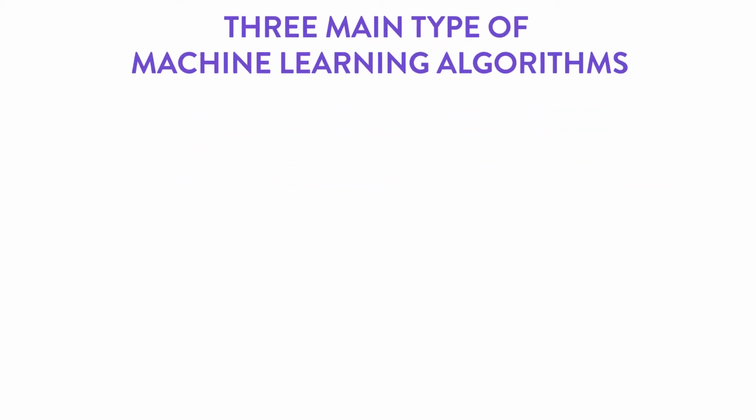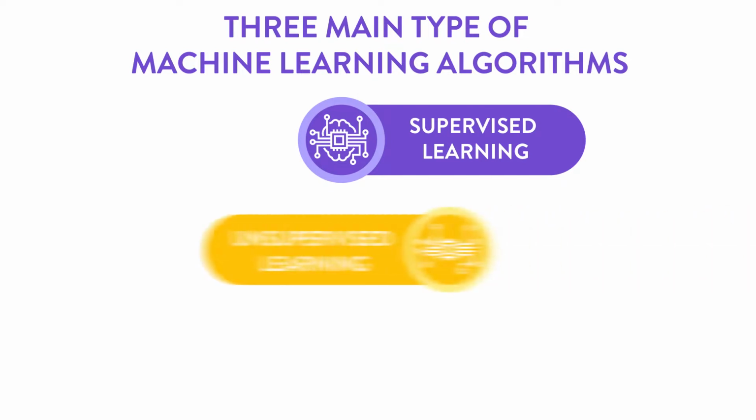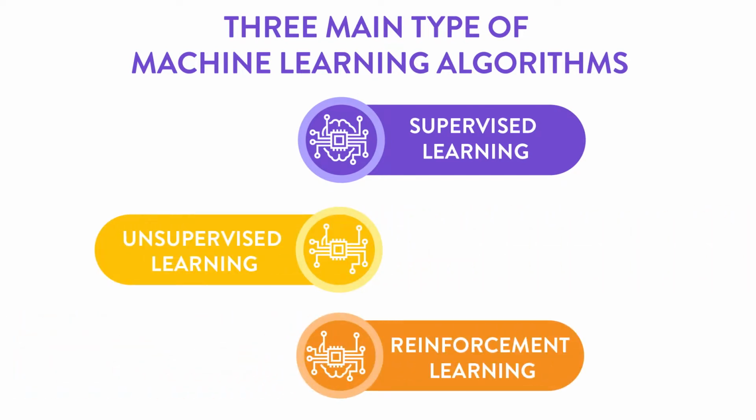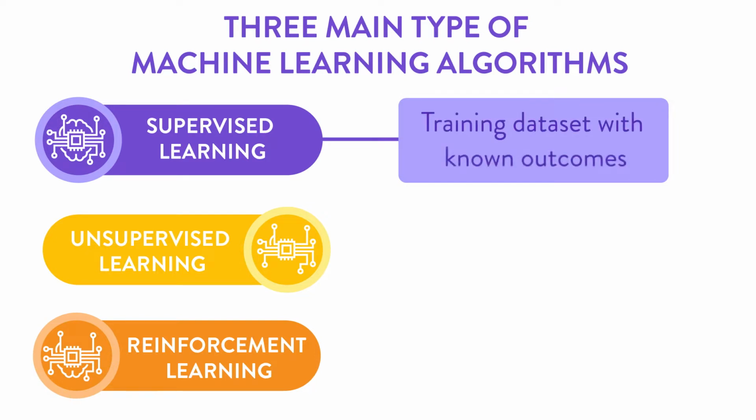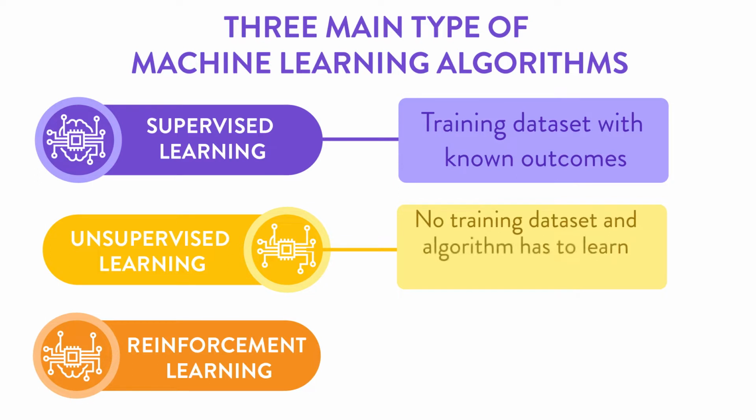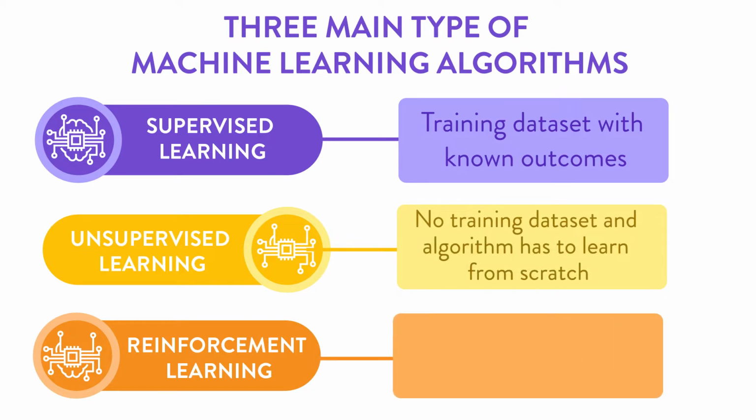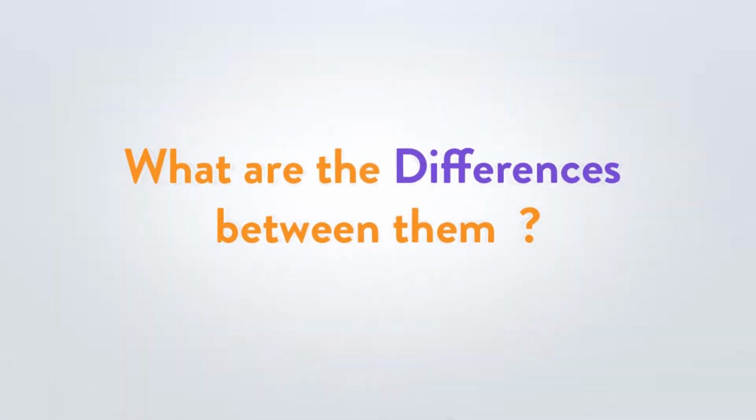There are three main types of machine learning algorithms: supervised learning, unsupervised learning, and reinforcement learning. Supervised learning algorithms are used when there is a training dataset with known outcomes. Unsupervised learning algorithms are used when there is no training dataset and the algorithm has to learn from scratch. Reinforcement learning algorithms are used when an agent interacts with an environment in order to learn the best way to maximize its reward. What are the differences between them?